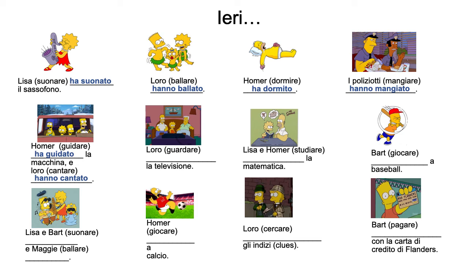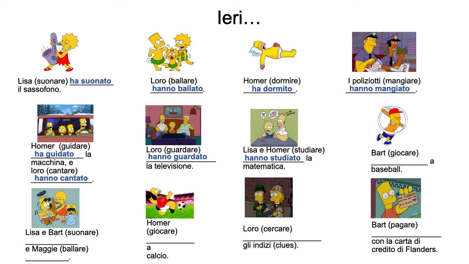Next one, loro guardare la televisione in passato prossimo. Remember, in this whole slide, we're talking about the past. So we're always using passato prossimo. I need the form of avere for loro, which is hanno, and then the past participle of guardare, which is guardato. Loro hanno guardato la televisione. They watched TV. In the next one, Lisa and Homer studiare la matematica. Again, I need hanno, because loro is my subject, right? It's Lisa and Homer, it's they. And then the past participle of studiare is studiato, so loro hanno studiato. Lisa e Homer hanno studiato la matematica. Lisa and Homer studied math.